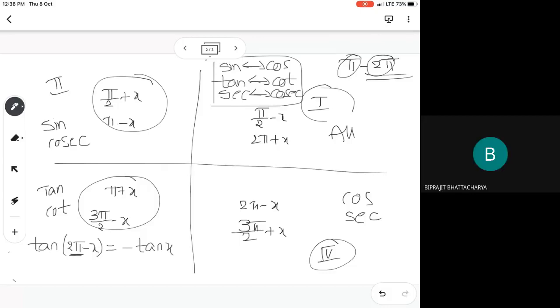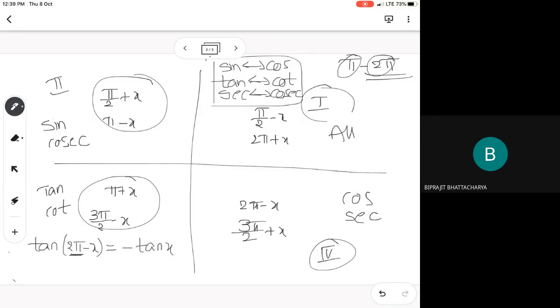Oh, sorry. Sir, what did you say? Pi by 2 minus x. I asked you tan 2 pi minus x. Tan 2 pi minus x. Yes, it comes in the second quadrant. Sorry, fourth quadrant, sir. It will come in the fourth quadrant. Sir, I am thinking fourth and second comes out of my mouth. Okay, sometimes it happens. Doesn't matter.